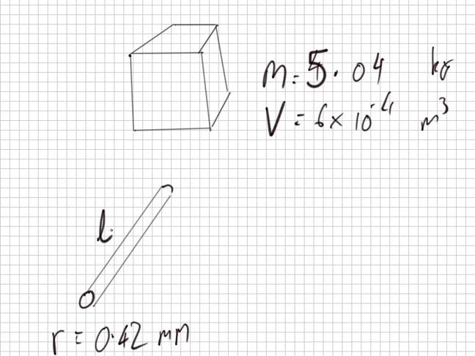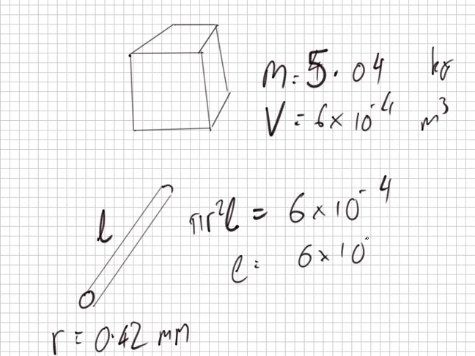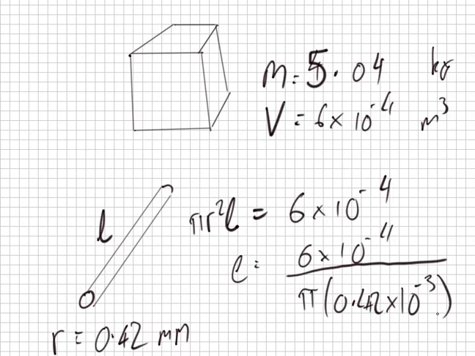Any ideas about how I could find the length? How much length I could make? Remember I said the volumes need to be the same. So what's the volume of this shape here? What's the formula for it? Pi r squared L. Pi r squared L must equal 6 times 10 to the minus 4. So L equals 6 times 10 to the minus 4 all over pi r squared. I'm expecting this to be pretty long, a couple of meters maybe.